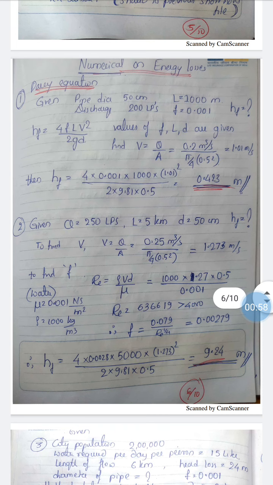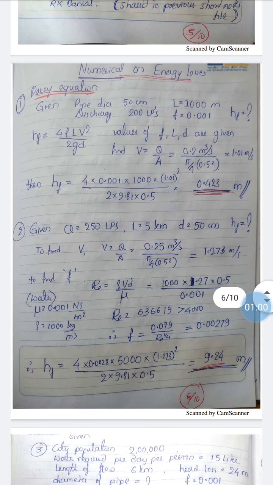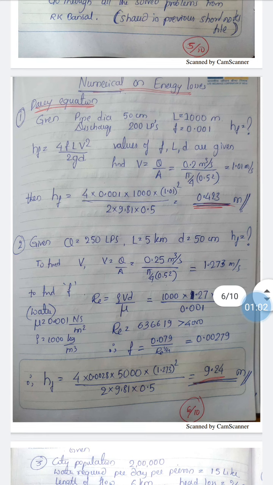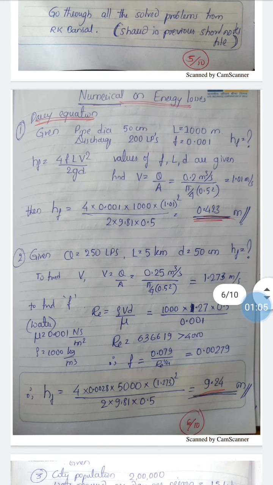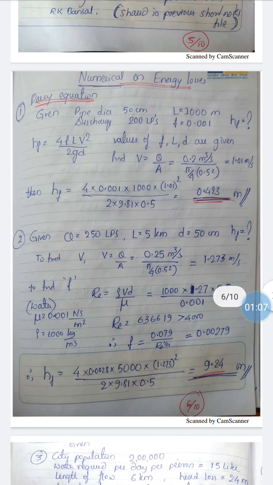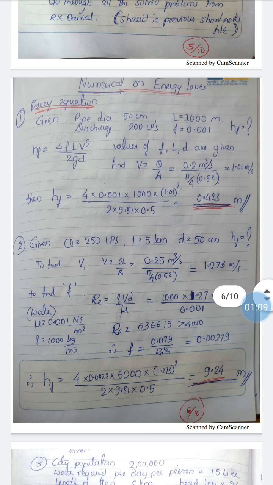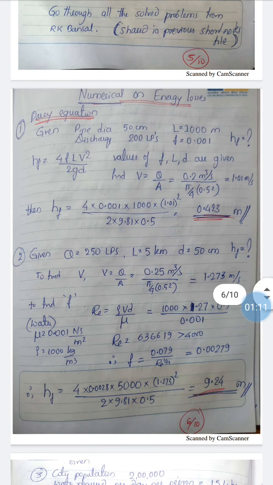f, L and D values are given, but the only thing is velocity is indirectly given. But we know from the continuity equation that V is equal to Q by A. So Q is 200 lps, that is 0.2 meter cube per second, divided by the area of the pipe gives you velocity as 1.01 meters per second. Please verify these values once again using a calculator.